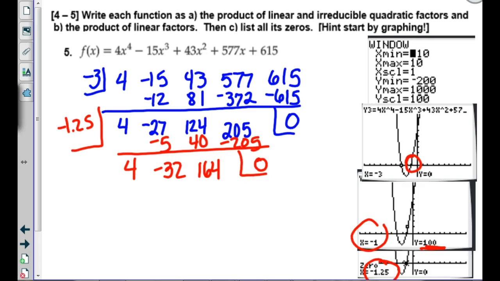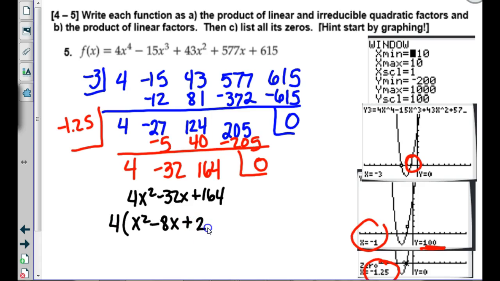All right, guys, this is really important. We now have a reduced polynomial that we can factor, but what do we need to do first to this? Factor out a what? Can we take a 4 out of all those? So we'll have an x squared minus 8x plus 41. What? Oh, that's gross. That means we're going to have to do quadratic formula.